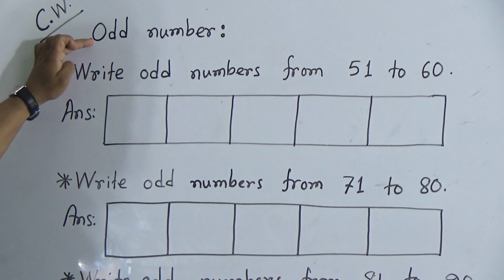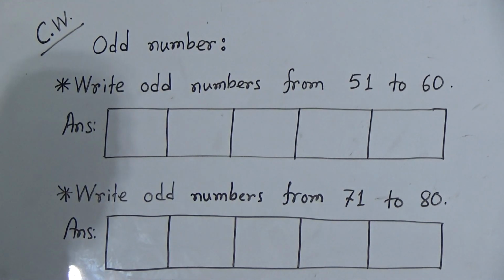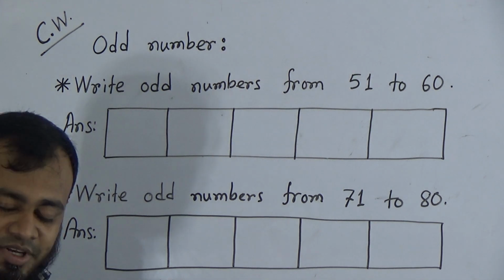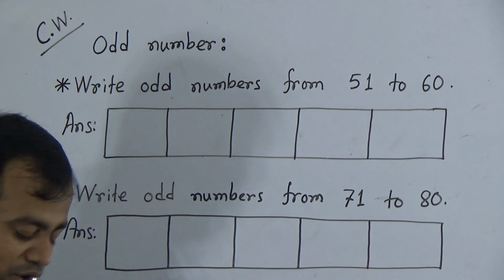Your topic is odd numbers and there are 3 questions, 1, 2, 3. Before that you need to know what odd numbers are. My dear students, which number can't make a pair, that number is called an odd number. I repeat again, which number can't make a pair, that number is called an odd number.